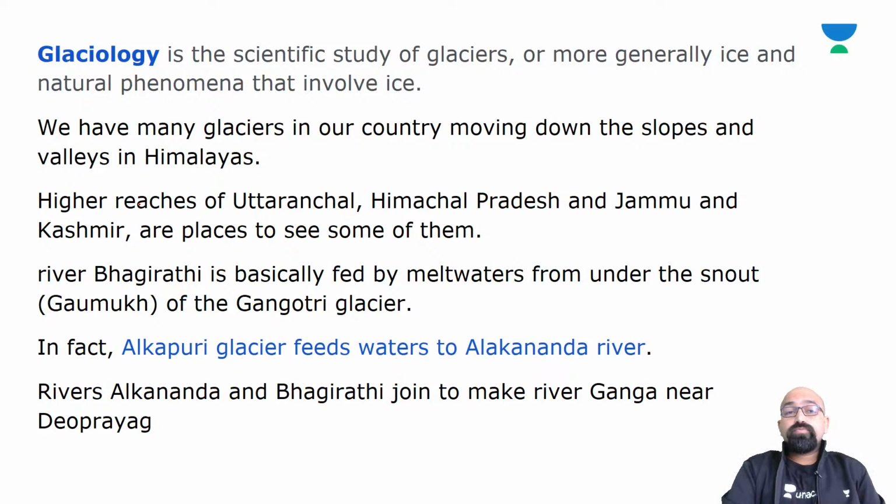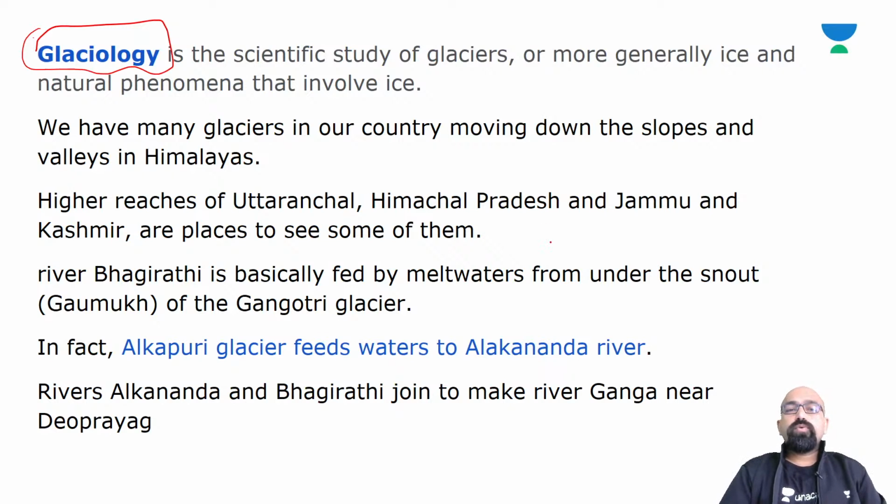Now the branch of science where the scientific study of glaciers is done is known as glaciology. So glaciology is the scientific study of glaciers.